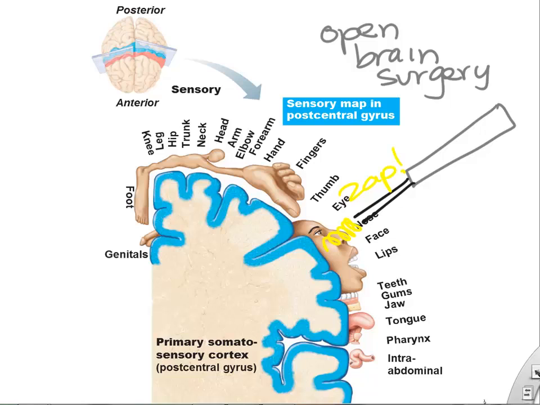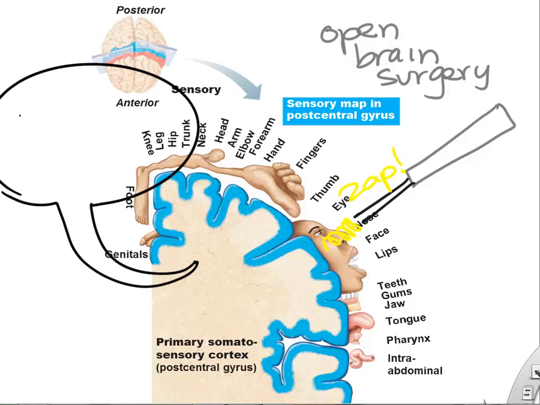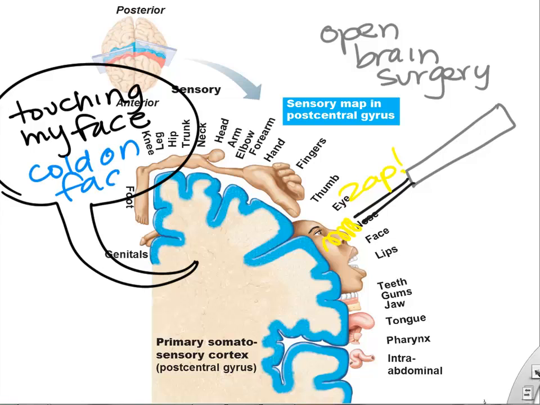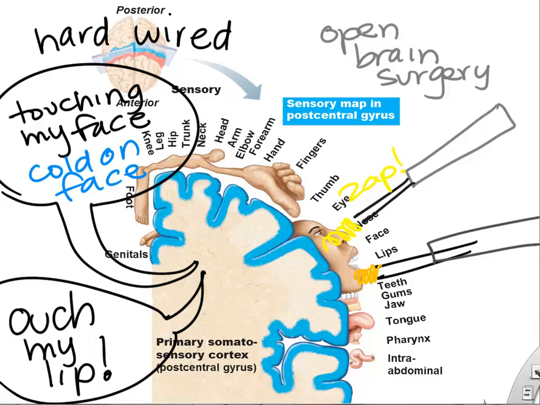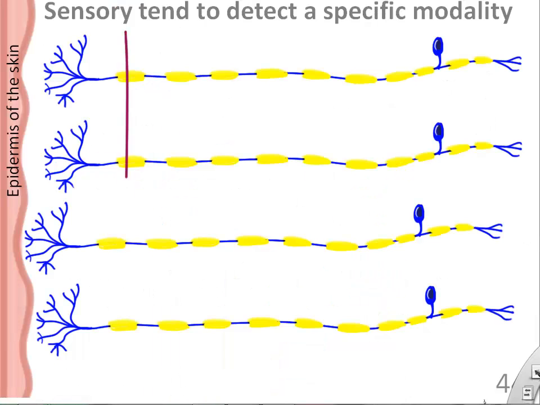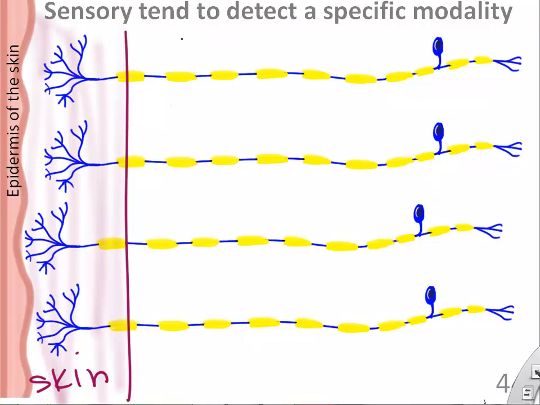When they did that open brain surgery, if you were to zap the brain in a specific region, it might say, hey, you're touching my face, or you feel cold on the face, and that's because that's what that brain region is dedicated to. You zap another area of the brain and someone might think, ouch, you're touching my lip. Again, you're not really touching the hand or the face or the lip, but that's what the brain is wired up for. So when you stimulate that part of the brain, it interprets it that way every time, even if you're just poking the brain.